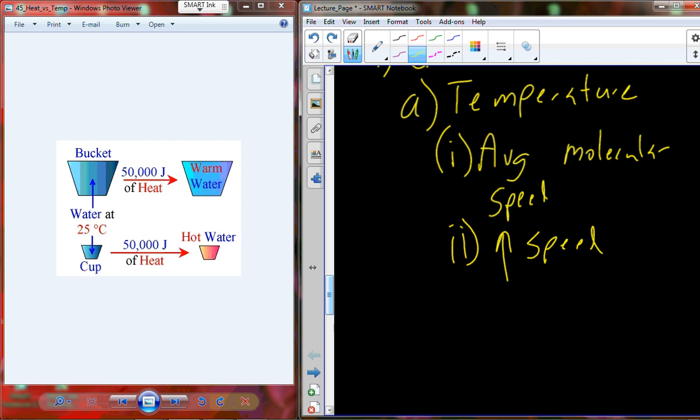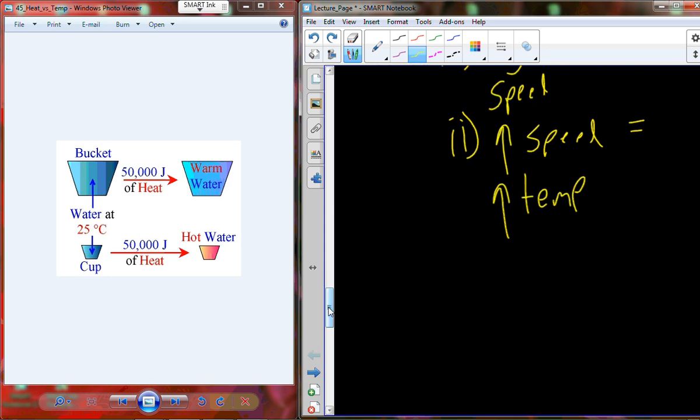When we increase the average molecular speed, that's what results in an increase in temperature. So Fahrenheit, centigrade, the two scales of temperature are simply measuring molecular speed.